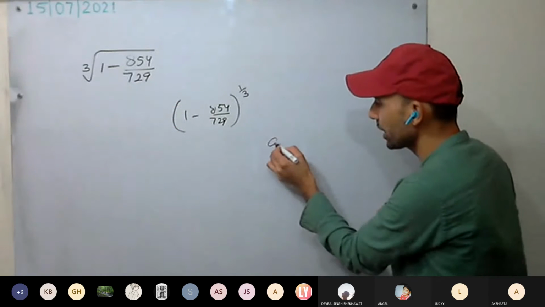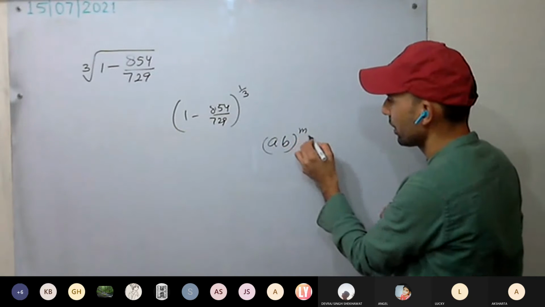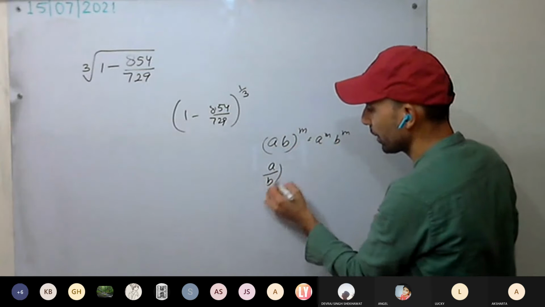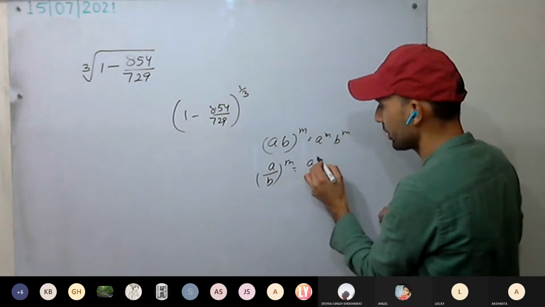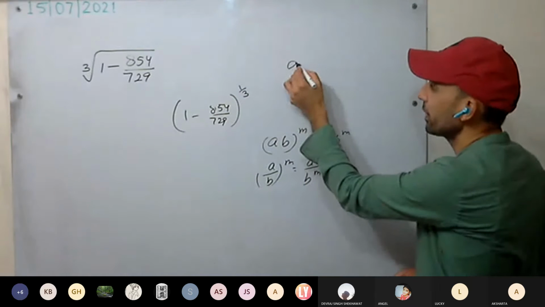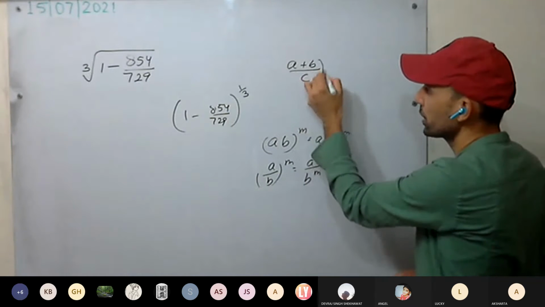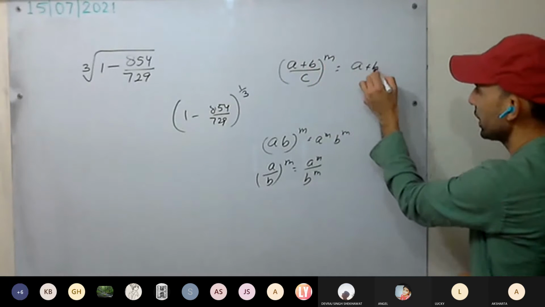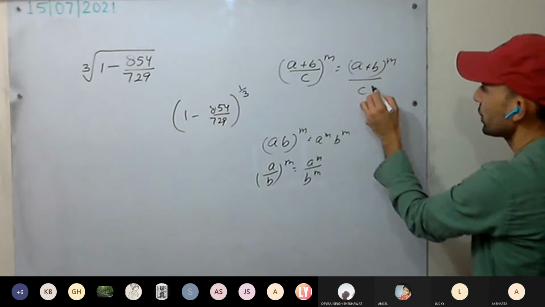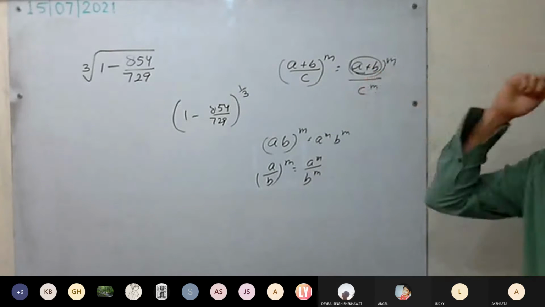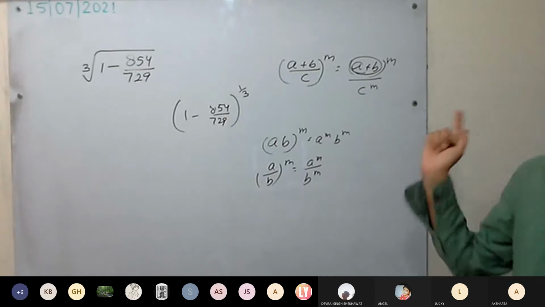See here, only in multiplication that was applicable: a raised to power m, b raised to power m. Or in division it was applicable. Yes or no? If it is given like this, a plus b upon c whole raised to power m, it is not a plus b whole raised to power m upon c raised to power m. It means first we have to add them, then take the power.